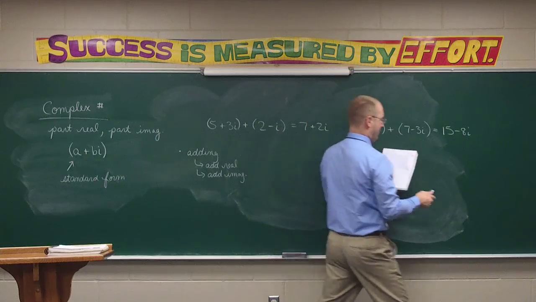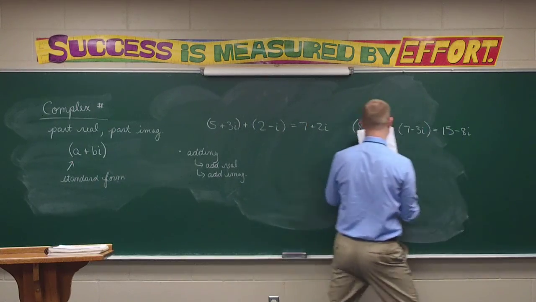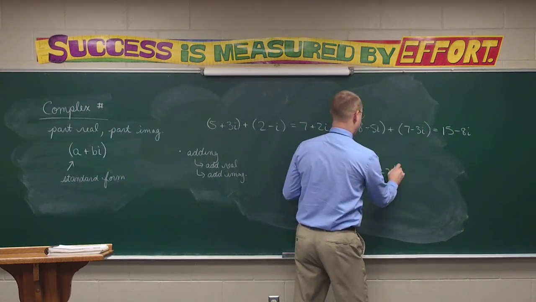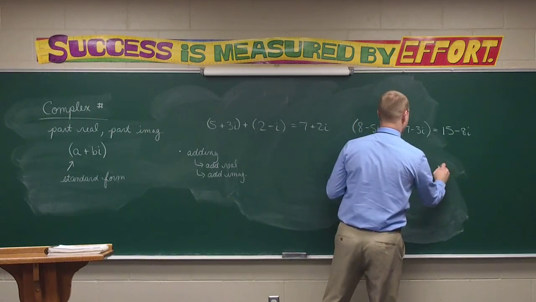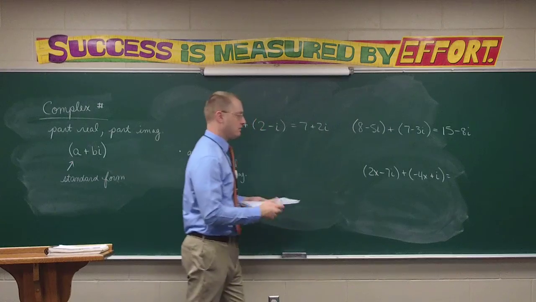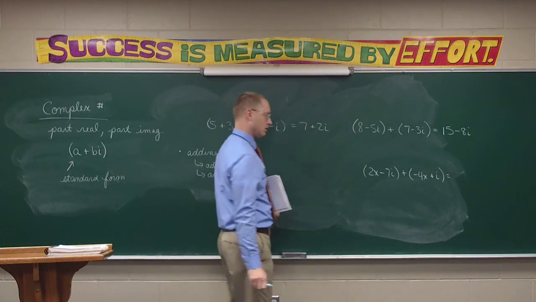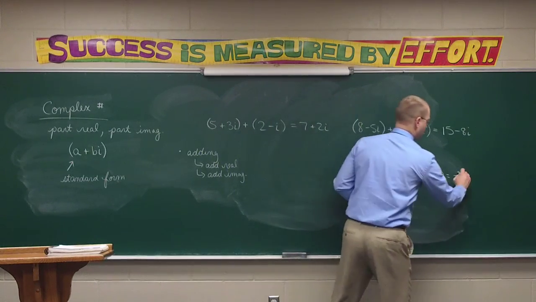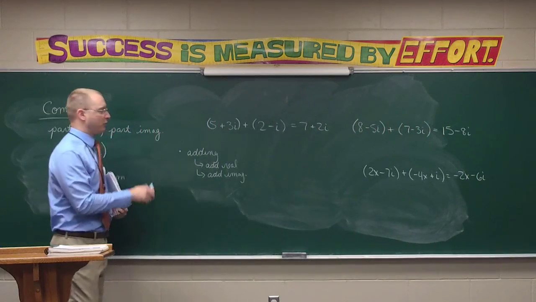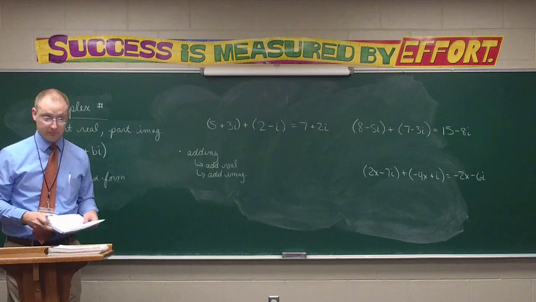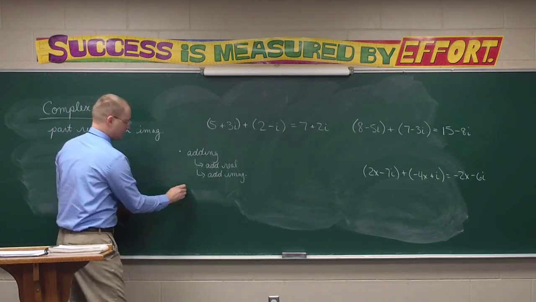What if I had a, running out of board space here, so I'll go down here. What if I had a 2x negative 7i plus a negative 4x positive i? Quentin? Negative 2x, negative 6i. Negative 2x, negative 6i. Easy enough: add the real, add the imaginary. All right, next subpoint.